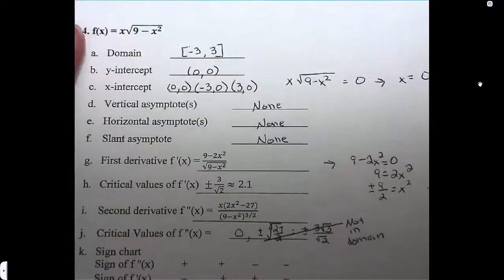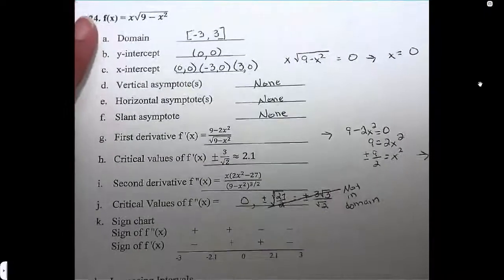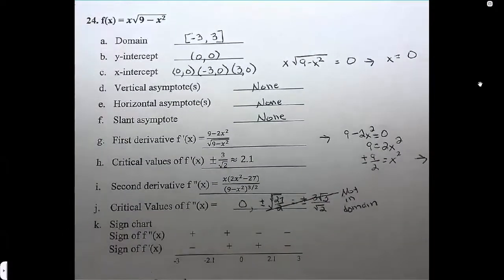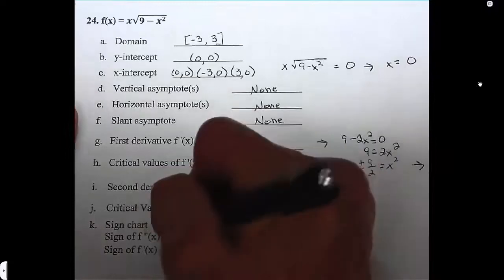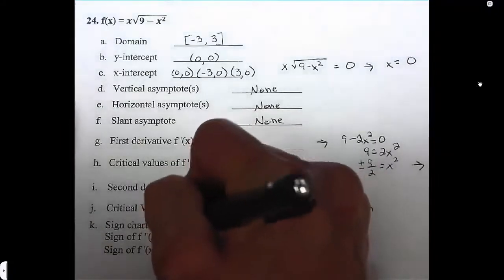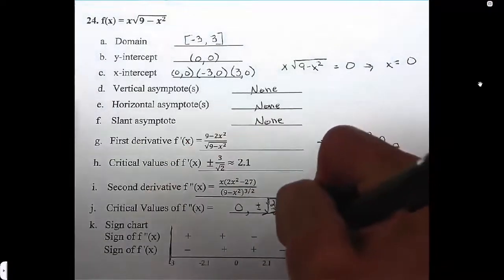And then I went ahead and made the sign chart, which is very time consuming because you're just plugging numbers into the first and second derivative. Notice that when I put the critical numbers on the number line, I included the negative 3 and the 3. I can't test anything outside those. They're not even in the domain of the function. So I'm going to draw my solid line to say those are the endpoints of the domain.